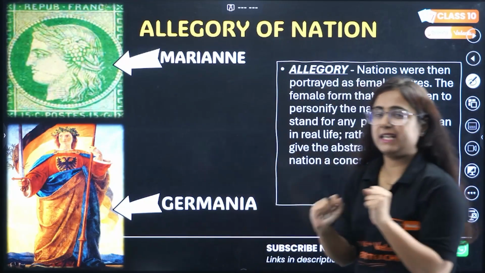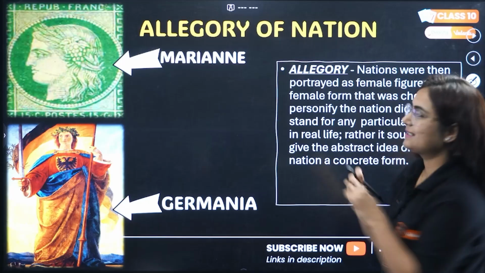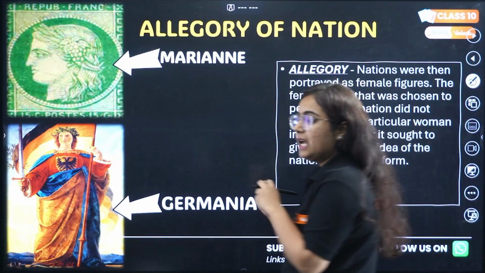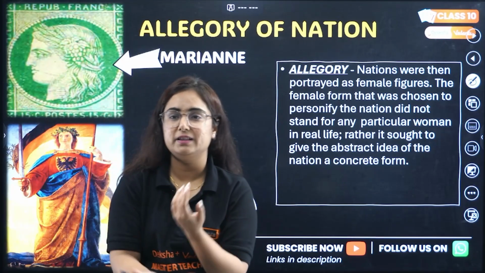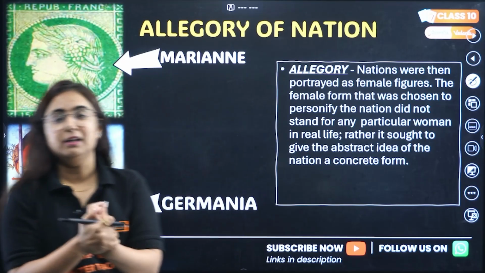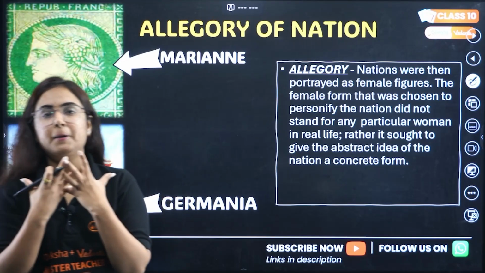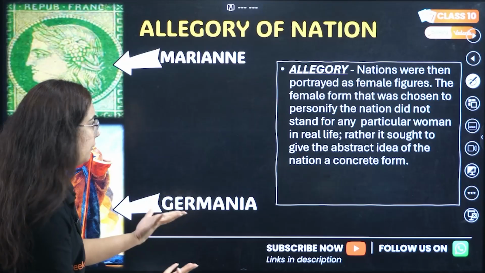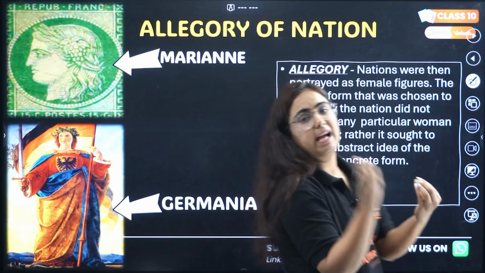Now coming to the easiest topic, finally, any topic which I can call easiest is allegory of the nation. By allegory I mean a female figure representing a nation, like Bharat Mata representing India. So a female figure, a personality that was chosen to represent a form of nation. An abstract idea of a nation in a concrete form is an allegory.